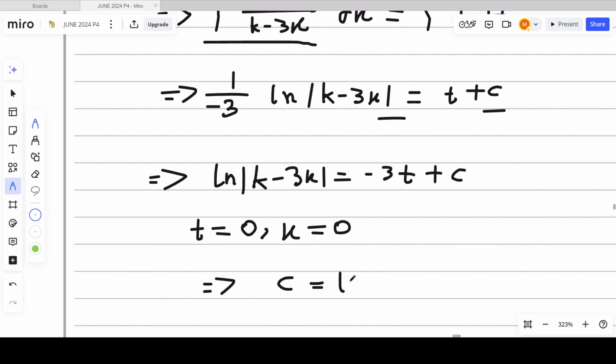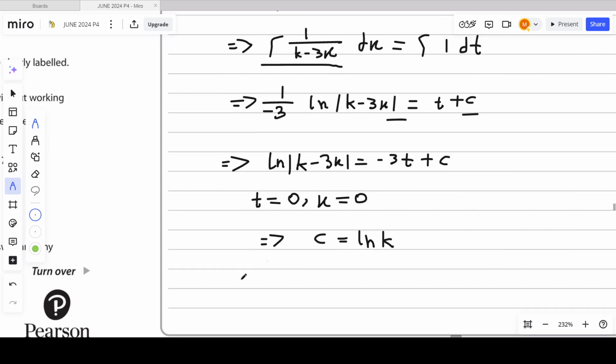ln what? ln just k. Okay, so what can we write now? We can write ln |k minus 3x| equals to -3t, and c is what? Plus ln k, right?